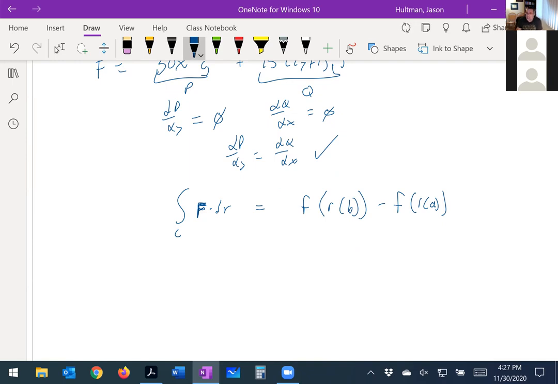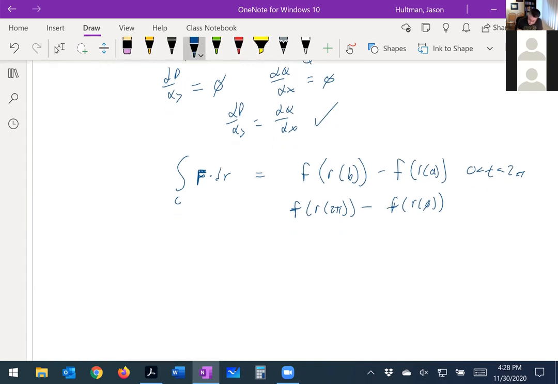Because our parameter is t in this case, and t goes from 0 to 2 pi. We know this is f of r of 2 pi minus f of r of 0. Now we just have to plug it in. First we have to find our parent function, but that's not too hard in this case.